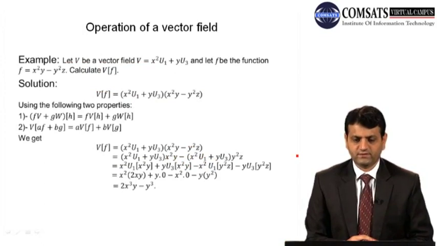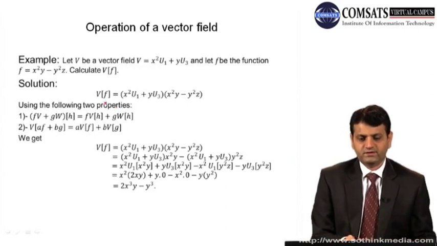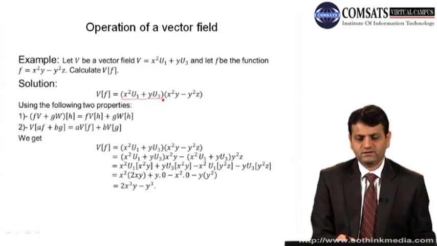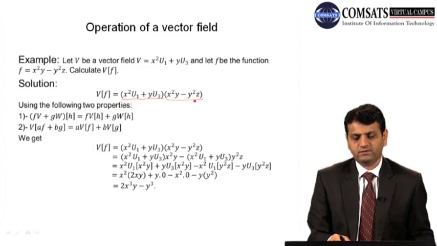If V is a vector field given as x squared u1 plus y u3, where u1, u2, u3 are once again the natural frame field of R3, and f is a function defined as x squared y minus y squared z, then we need to calculate the operation of the vector field V on f. By definition, this is just V of f, the vector field V applied to the function x squared y minus y squared z.